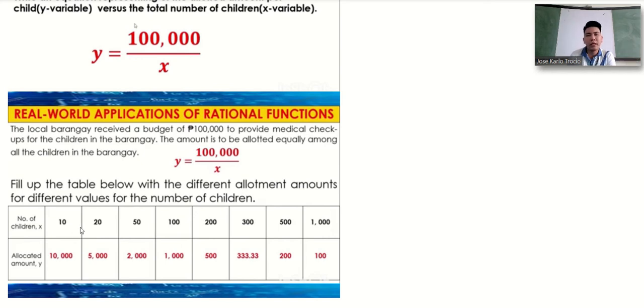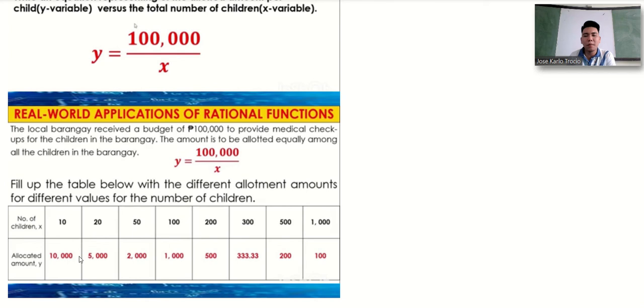In the exams or in the quizzes, I will be the one to provide the values of x, or sometimes you will be the one to provide the value of x. So you have this example we are assigning here. For example, there are only 10 children in that barangay. So they are very lucky because they can receive a little bit huge amount of money, like 10,000 pesos.